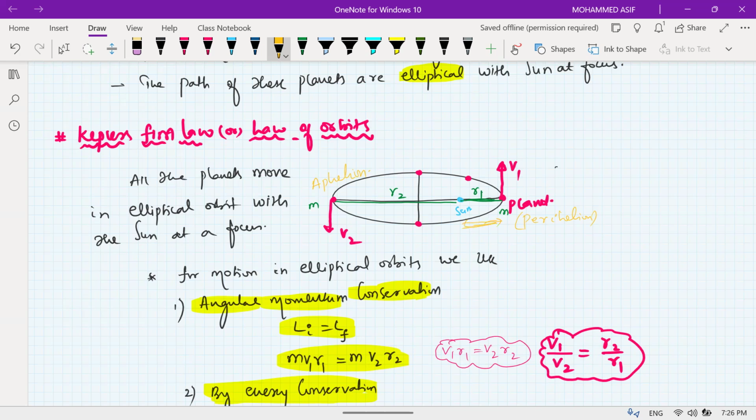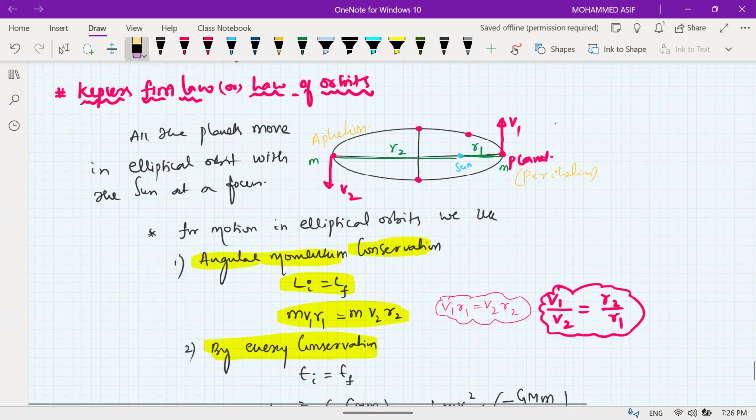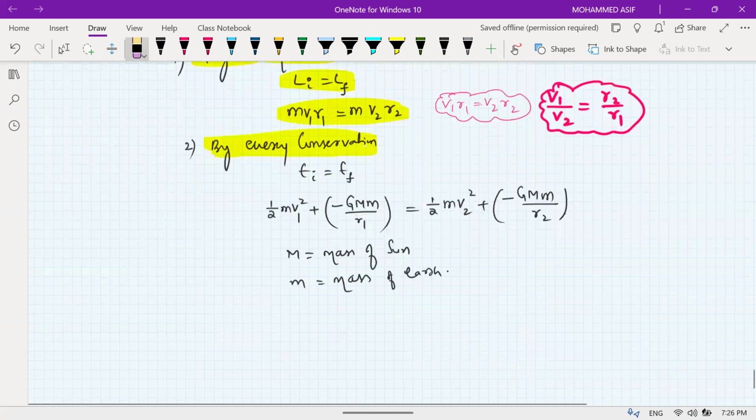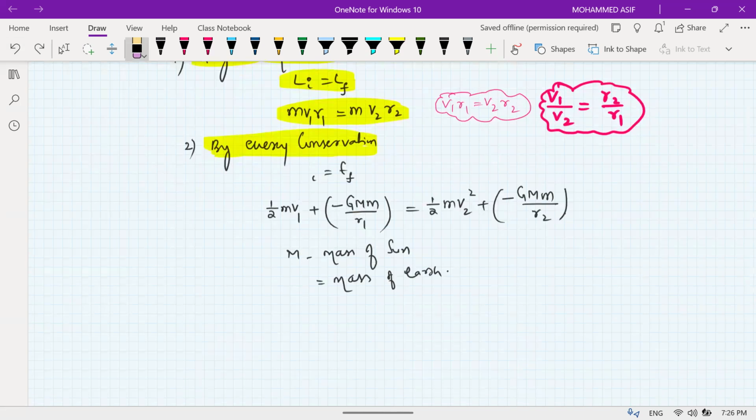So the farther distance is known as the aphelion, and the nearer distance is known as the perihelion. We are applying the law of conservation of mechanical energy. Total initial energy must be equal to total final energy. Am I clear?